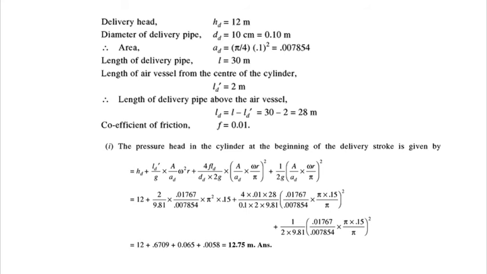Diameter of the delivery pipe, that is given in the question, 0.1 meter, into 2g, into capital A, area of the cylinder 0.01767, small a d, area of the delivery pipe, plus omega r divided by pi. Value of omega is pi, which I had calculated in the last slide. R is the crank radius, that is 0.15, divided by pi, whole square, plus 1 by 2g, capital A upon area of the delivery pipe plus omega r upon pi, whole square.